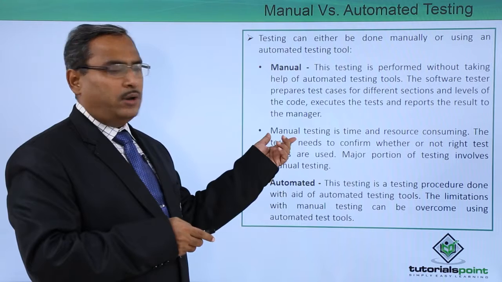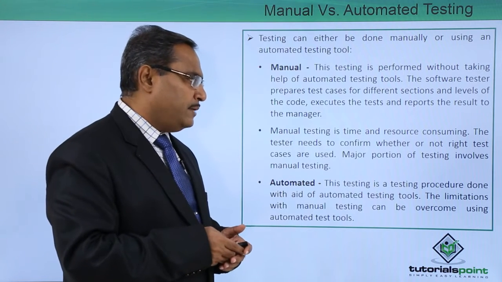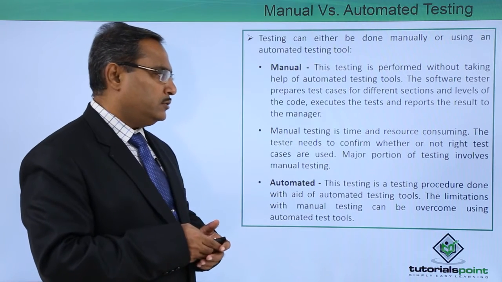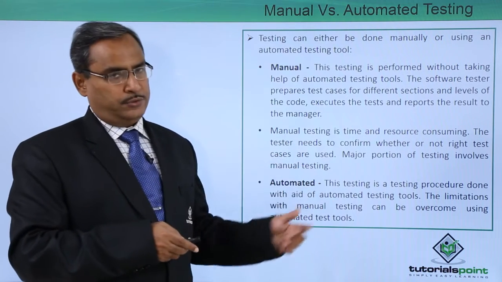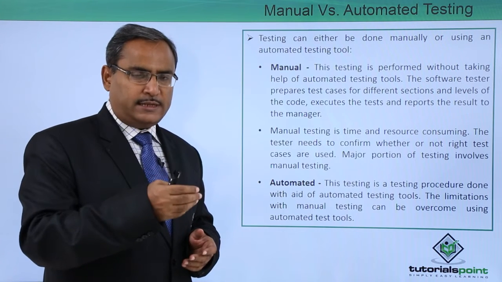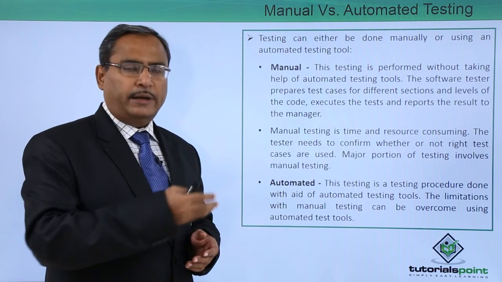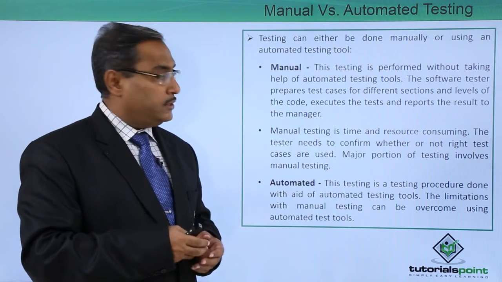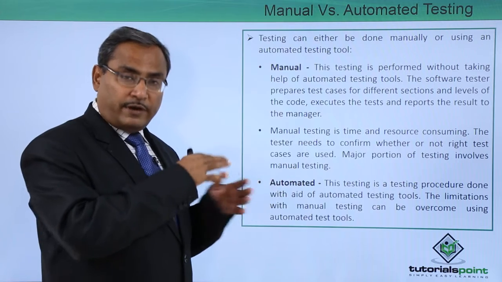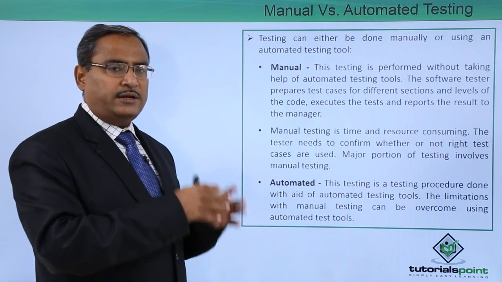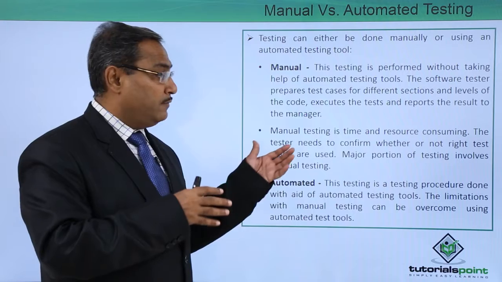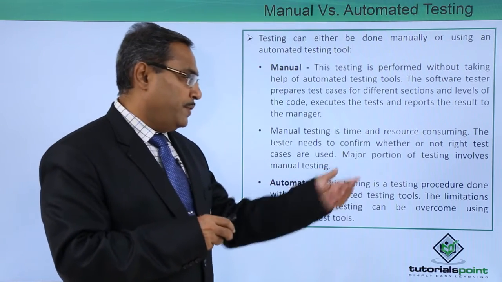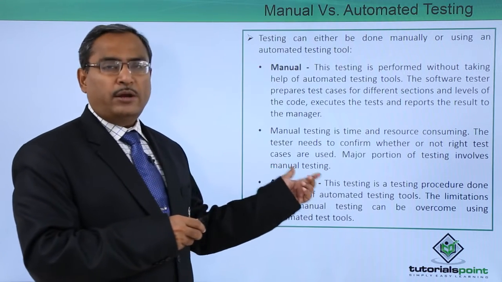Next is manual testing. Manual testing is time and resource consuming. The tester needs to confirm whether or not the right test cases are used. Obviously, the reports get generated depending upon the test cases developed by the manual tester. So whether these test cases are covering all the aspects, and whether they are the right ones to be used for the testing purpose, is a big question mark. Still, a major portion of testing involves manual testing.